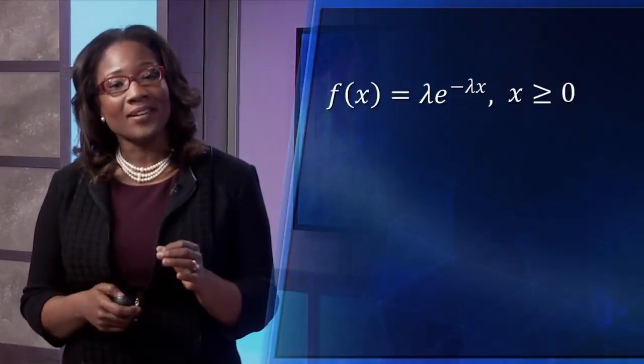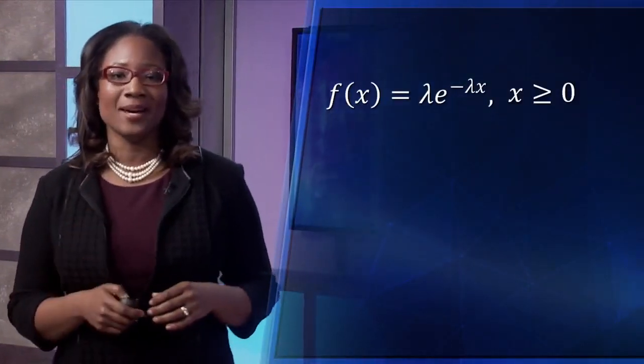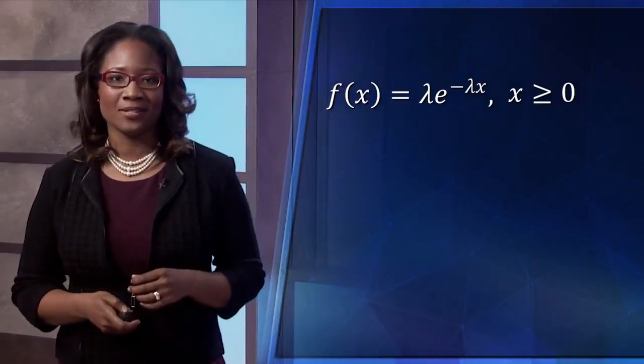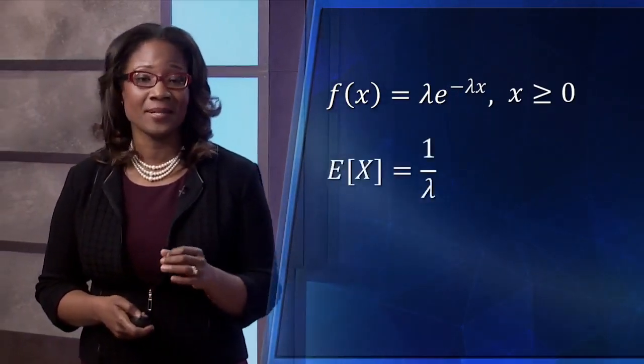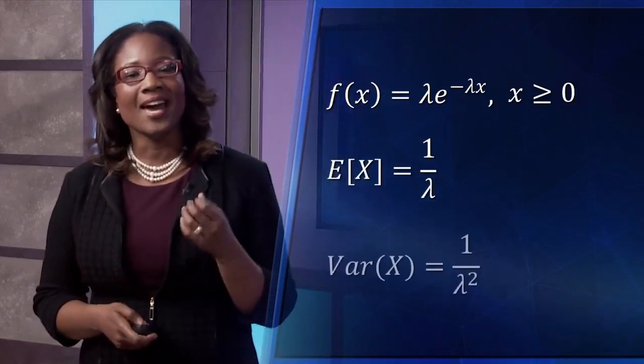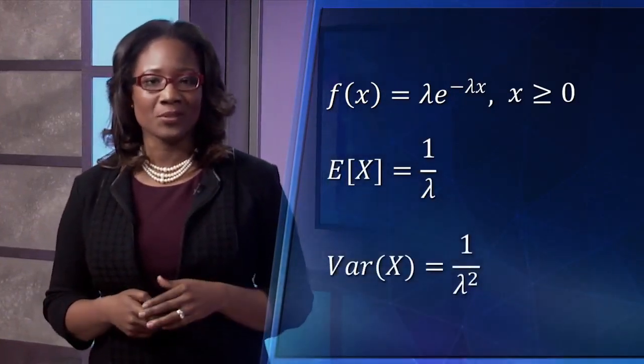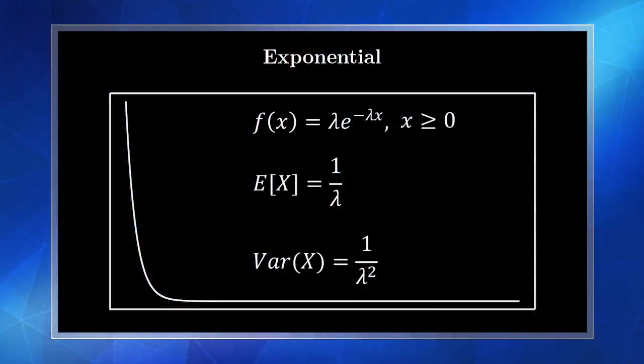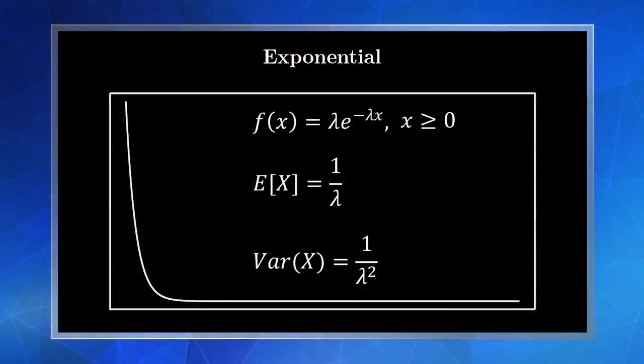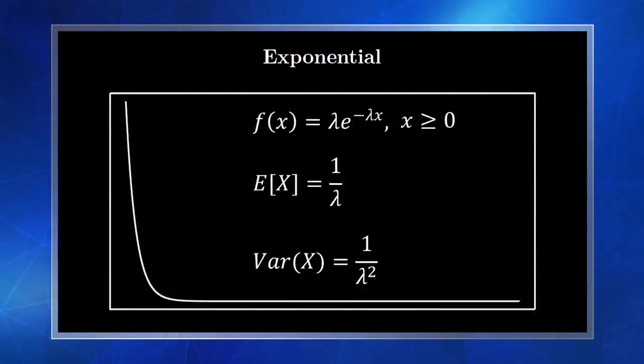The exponential distribution is another common continuous distribution that we see in real life. It's defined as follows: f of x equals lambda e to the minus lambda x for x greater than 0. It has an expected value of 1 over lambda and a variance of 1 over lambda squared. Now, you often see exponential distributions when we model the time between events that occur at some rate, say lambda.